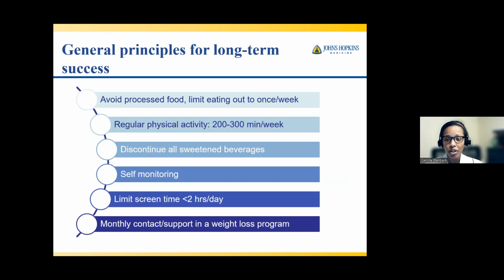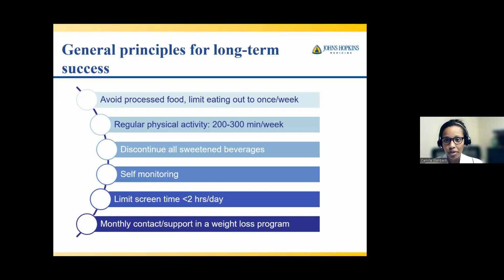General principles for long-term success include a few key guidelines. One is to avoid processed food and limit eating out approximately to once a week, as there are other additives and items that we just cannot control. Regular physical activity, as mentioned before, for that maintenance of weight loss, we want to at least look at 200 to 300 minutes a week.